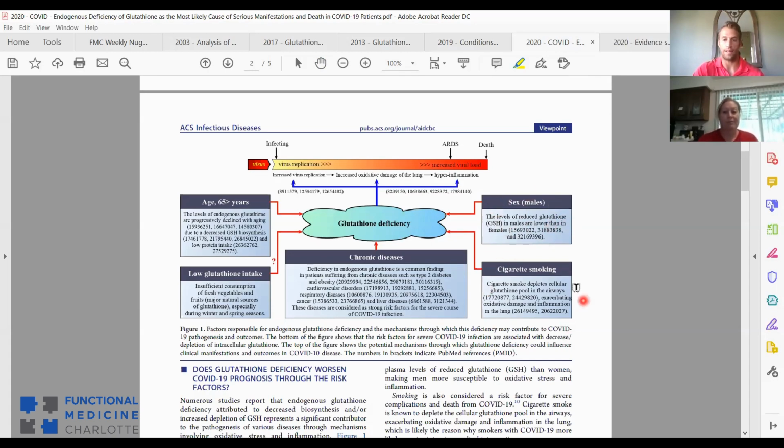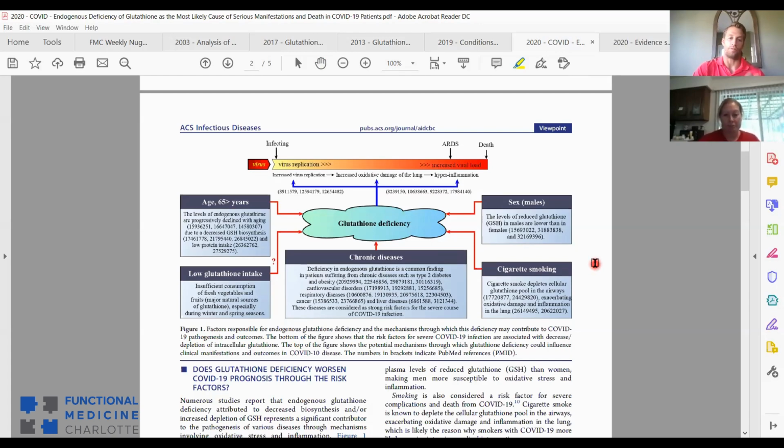If you smoke, that's depleting your glutathione. Why? Well, you're smoking, tar, right? You're creating oxidative stress with every inhalation, so you're burning through your glutathione stores, all right? And then chronic diseases. So again, ranging from type 2 diabetes and obesity to cardiovascular disease to respiratory disease to cancer to liver disease. All of those things are known comorbidities to increase risk of more severe COVID expression.